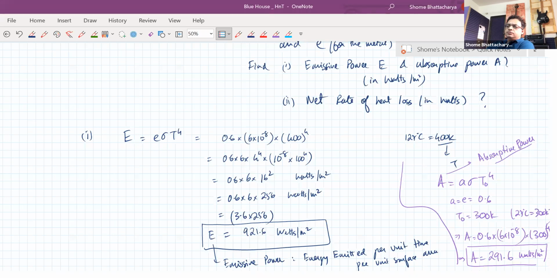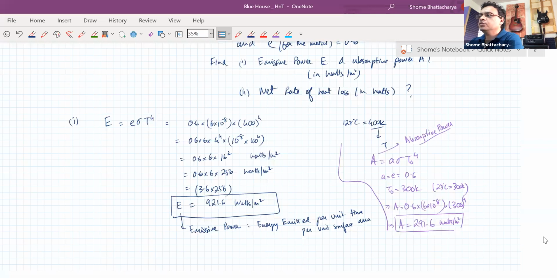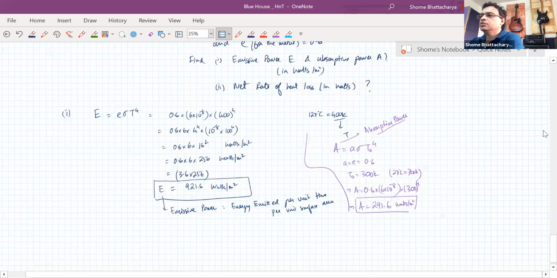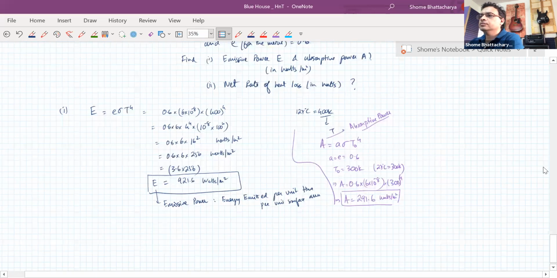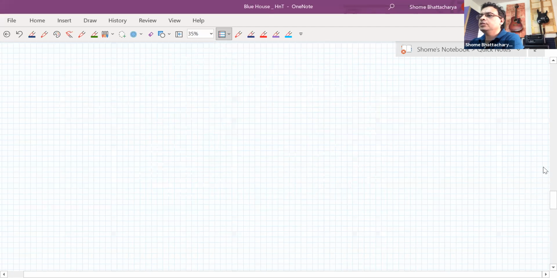So there will be a minus sign over here. And don't forget that these are emissive power and absorptive power, whereas net rate of heat loss is in watts, not in watts per meter square. So you have to also take care of the surface area. For that, the dimensions of the cube are given to you. So make use of that also.